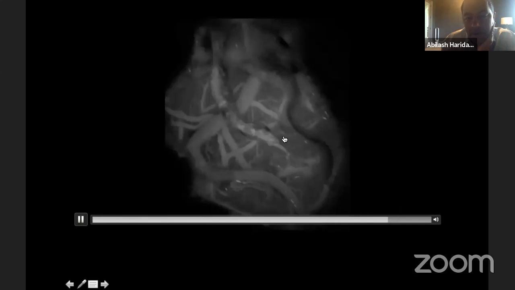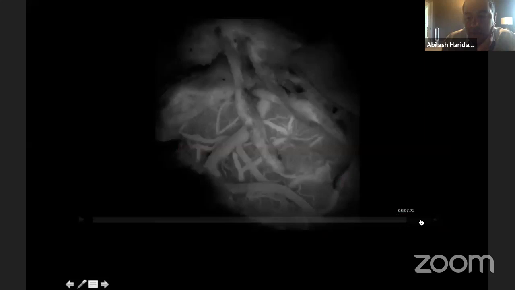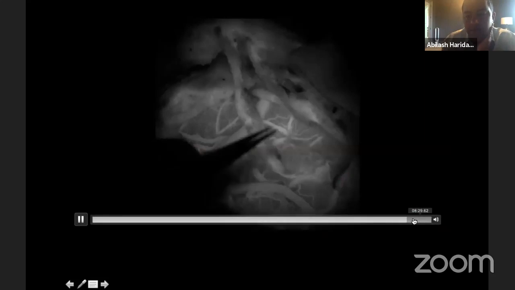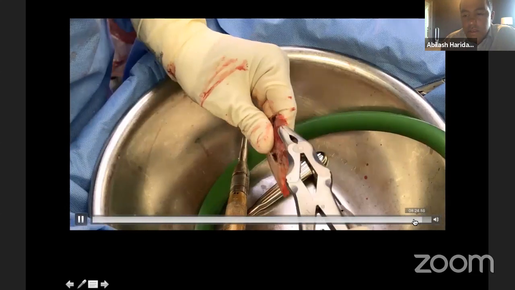This is an ICG run. I'm going to show you, this is the flow going into ICG, and then I'm massaging the other one to see if the flow comes through. So let me go back a second.